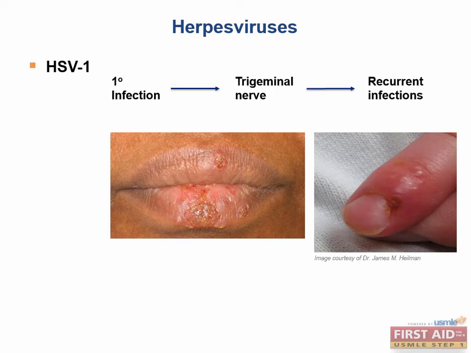Remember, if the virus gets into the central nervous system, it can cause temporal lobe encephalitis, which presents as fever, headache, seizures, and even altered mental status. If you ever see MRI changes in the temporal lobe on step 1, you should be thinking about herpes simplex virus.